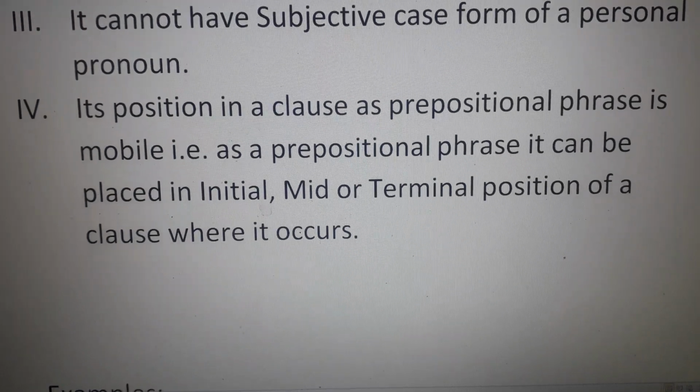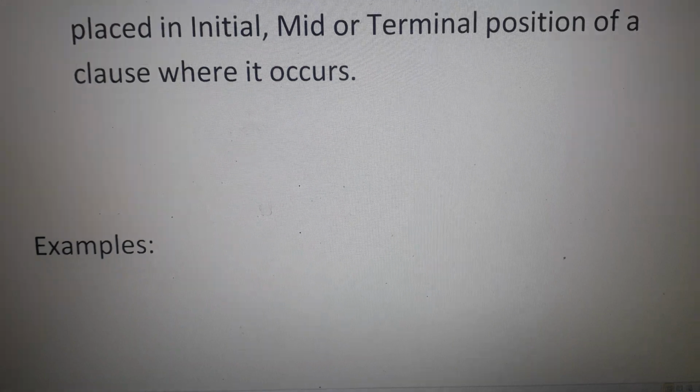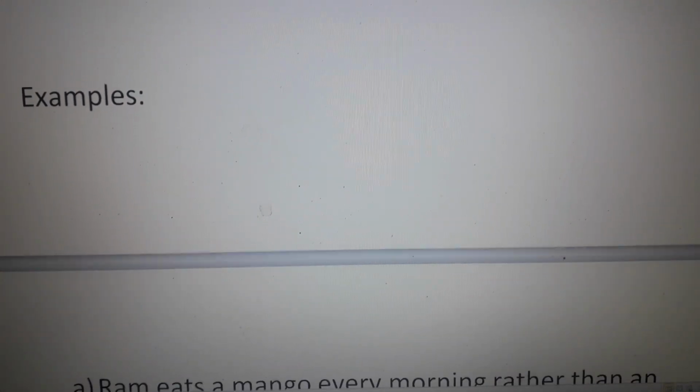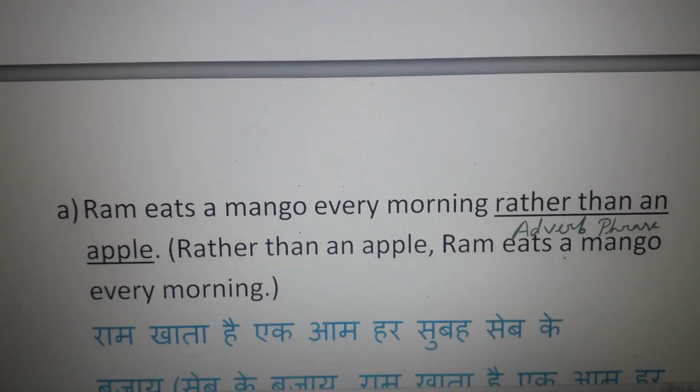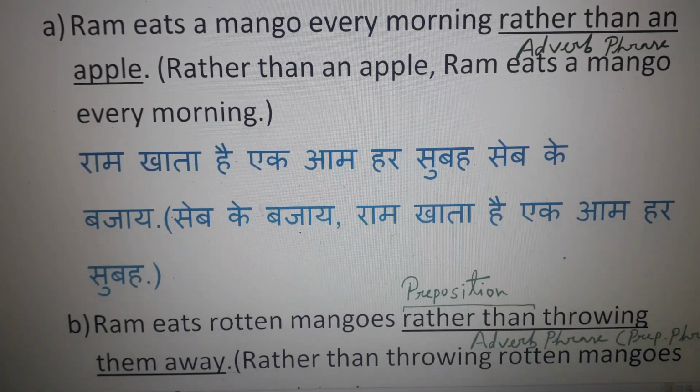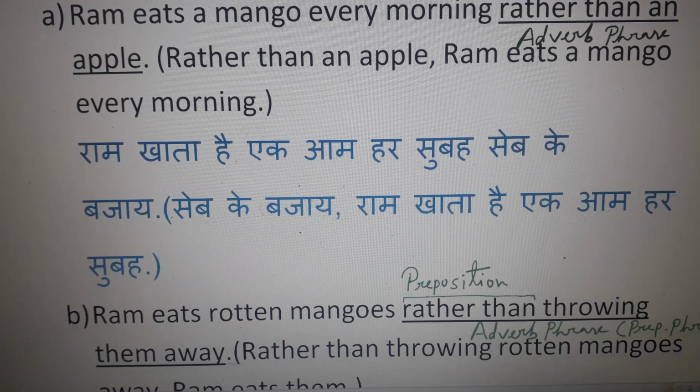Let us understand with the help of some examples how preposition rather than is used in a sentence. First example, Ram eats a mango every morning rather than an apple. Here rather than is a preposition and an apple is its complement, which is a noun. Here rather than is structurally a prepositional phrase and functionally is an adverb phrase modifying the verb eats.